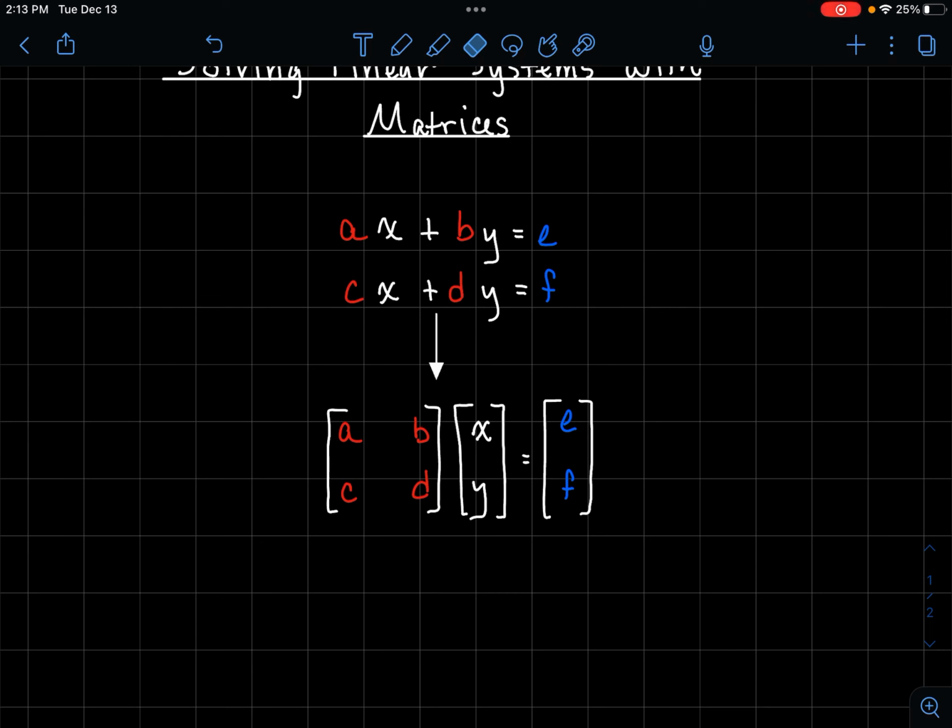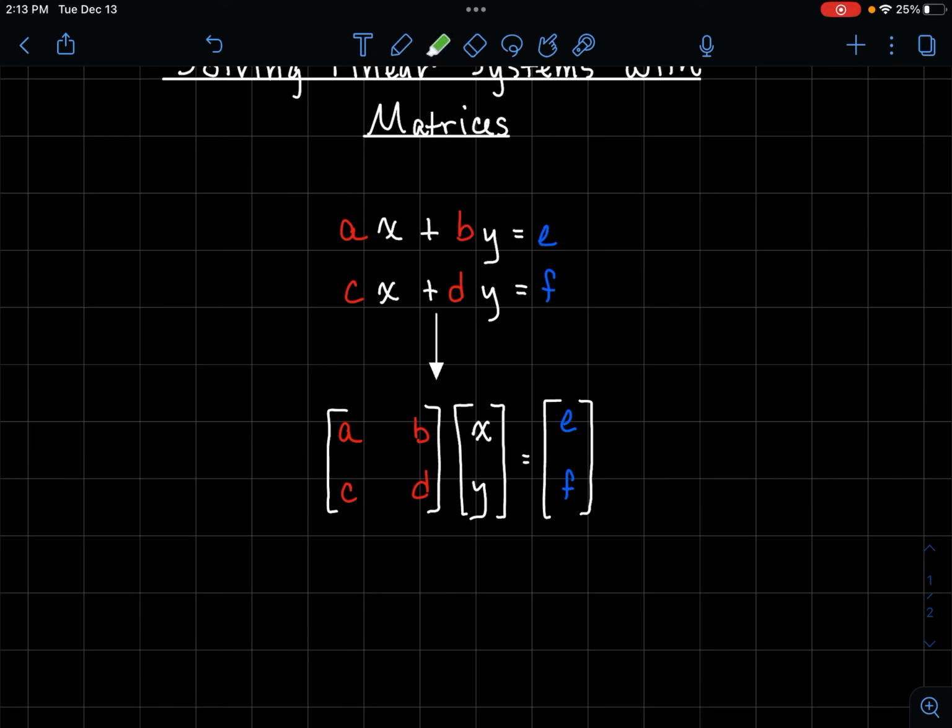We could have what we call the coefficient matrix, which is all the coefficients from our system, with elements a, b, c, and d. We can have our variable column matrix with x and y, and then our constant matrix, which is another column matrix of e and f.